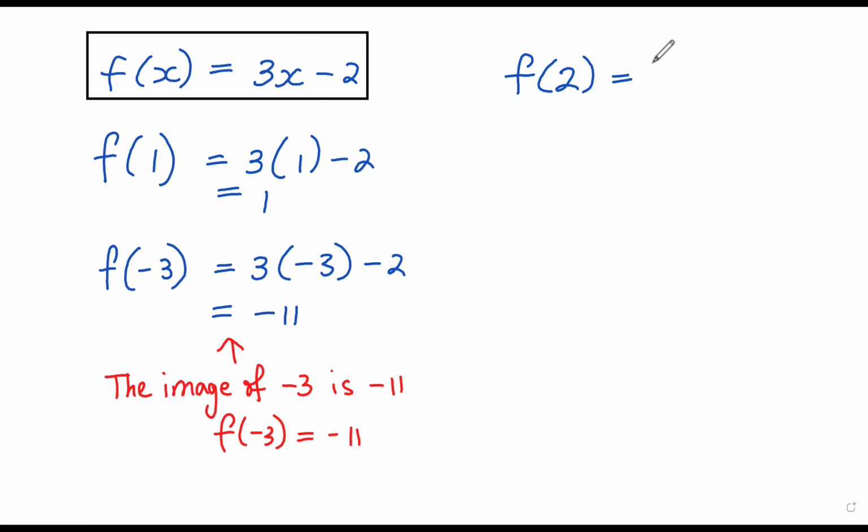So wherever I have x, I am replacing that with 2. So it would be 3 times 2 minus 2, like this. And then I work it out. So 3 times 2 is 6, and 6 minus 2 is 4. So f of 2 is equal to 4. And if I had a mapping diagram, 2 will map to 4.